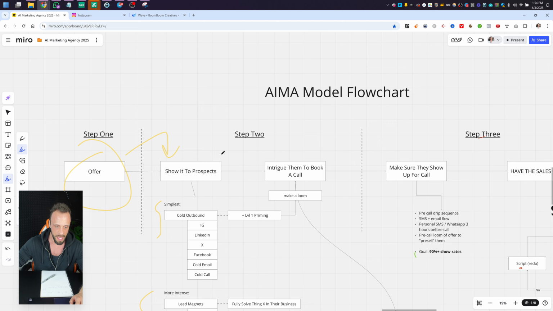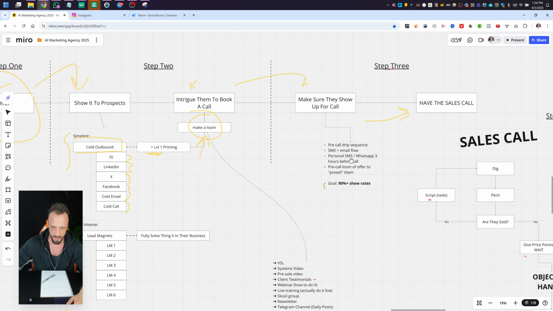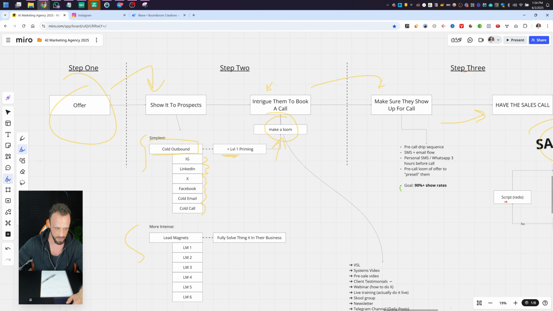But the simplest way is always going to be cold outbound over a single platform with an account that has level 1 priming, and I'll tell you guys what that means in a bit, where you show your offer to your prospects, you make them a Loom that gets them something for free from you, and then this Loom is good enough that it intrigues them to book a call. Then you got to do some stuff to make sure they show up for the call, and you got to have the sales call, and basically this is where the game gets interesting, is having the sales call. Okay, but right now we are going to walk through the simplest acquisition channel for your agency, and it is going to be literally this.